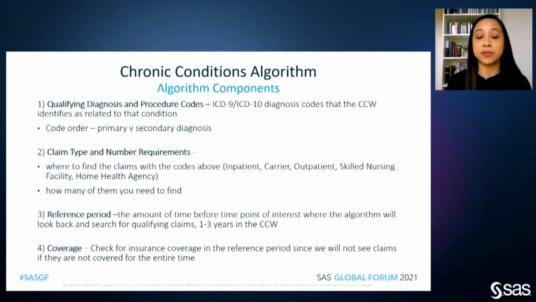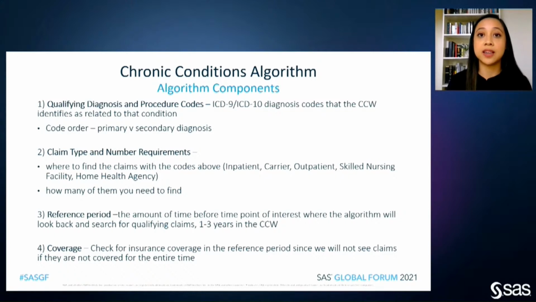The third component is the reference period. This is the time period in which the algorithm will look for a qualifying claim. For most conditions in the CCW, the reference period is 1 to 2 years. However, some conditions have a reference period of 3 years. This also depends on the condition. For example, a short-term condition such as a heart attack will likely only have a reference period of 1 year, while an ongoing condition such as Alzheimer's disease will have a reference period of 3 years. This is because you would most likely see that a person diagnosed with Alzheimer's 3 years ago will likely have the condition today.